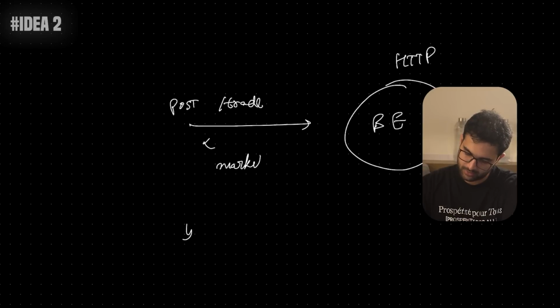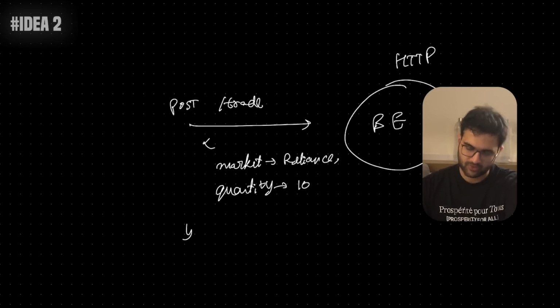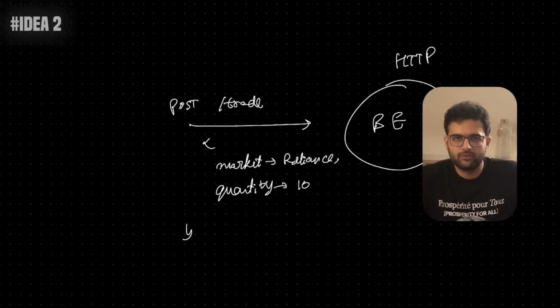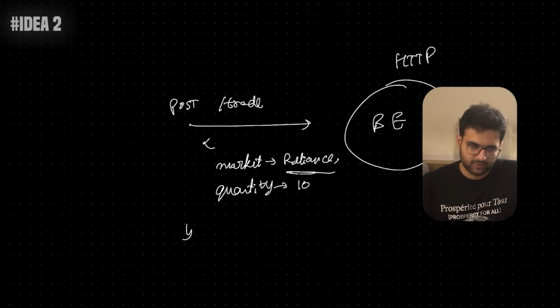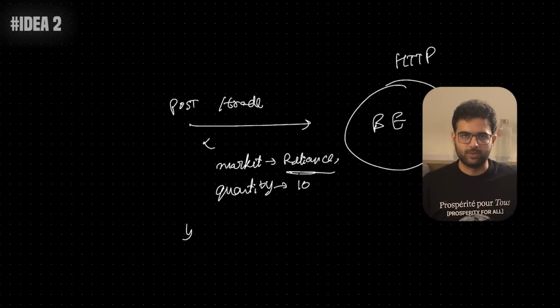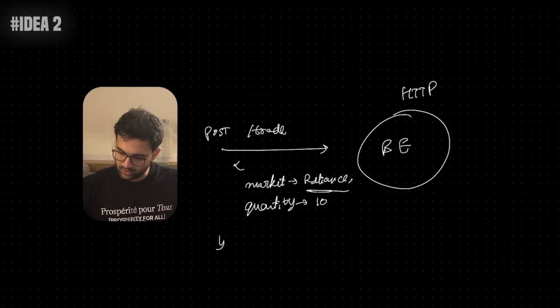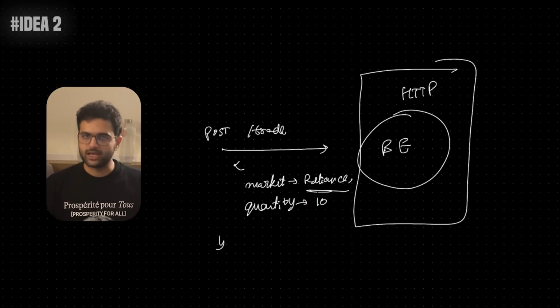Market, let's say Reliance, quantity, let's say you want to buy 10 shares of Reliance. This is the order that you expect the user to send, and then you debit their account from fiat and give them 10 shares of Reliance. This is conventionally done through APIs. In the future, it might be done via ChatGPT. The question is, given your backend, how do you create a ChatGPT plugin for it?